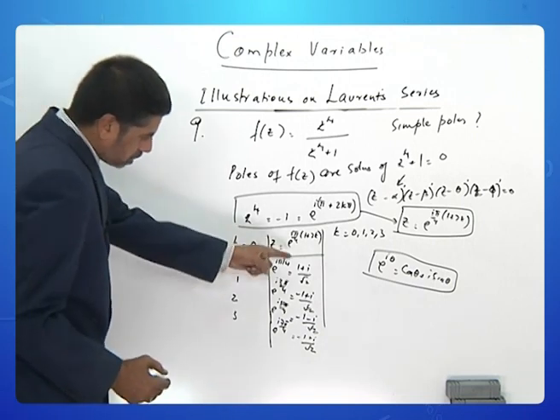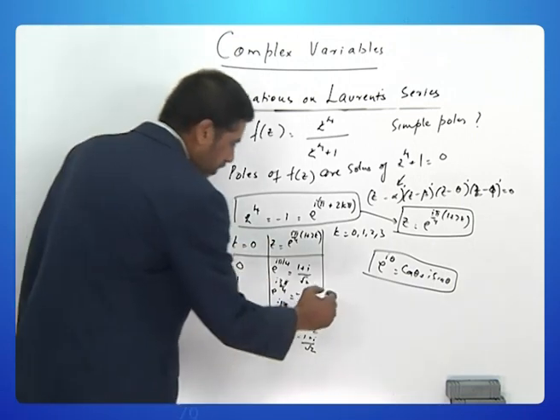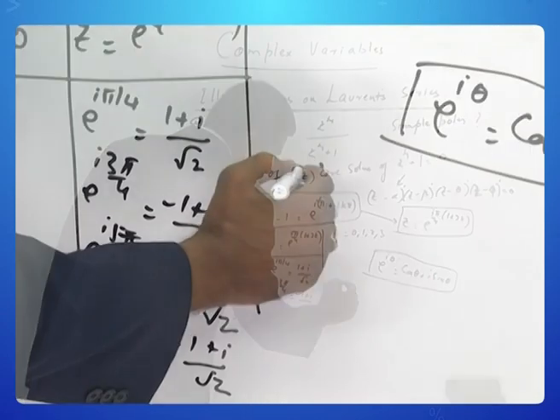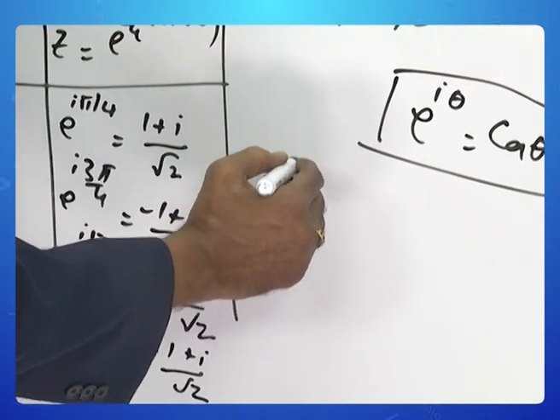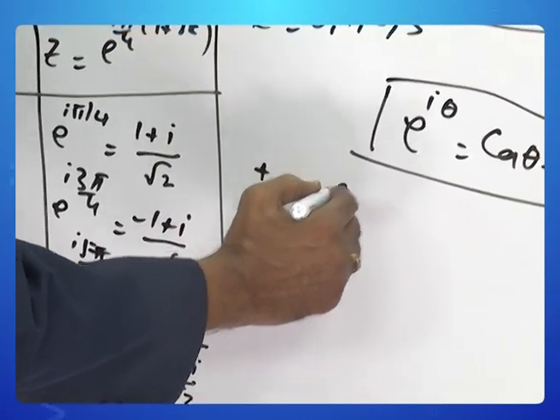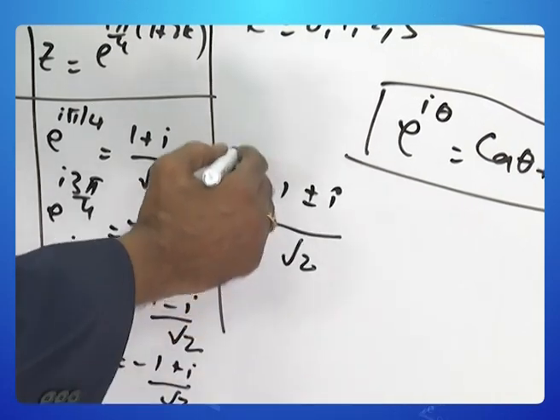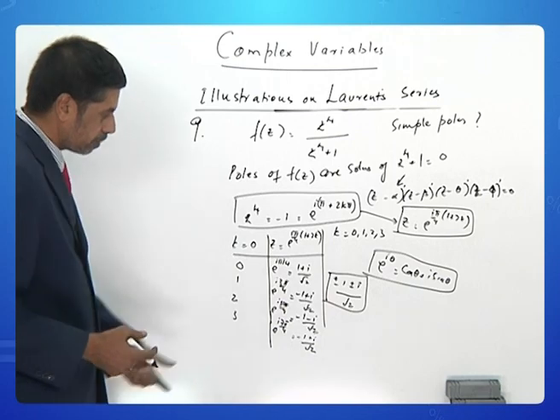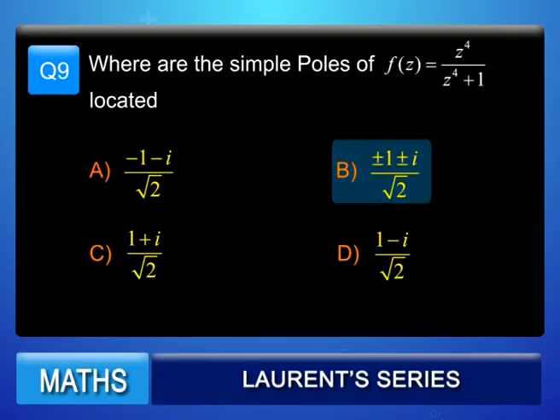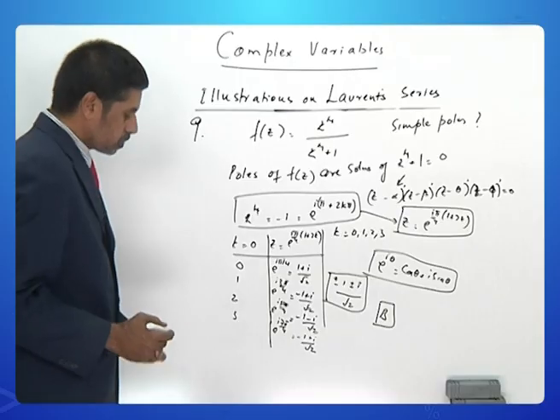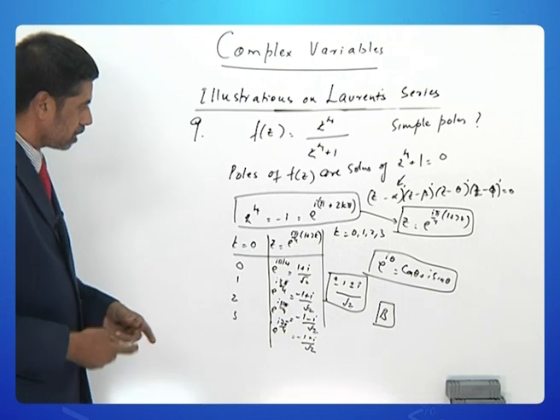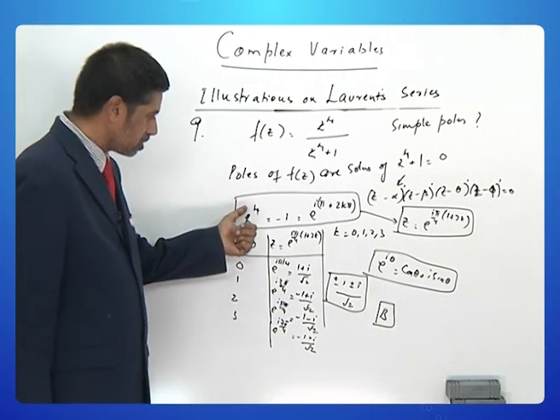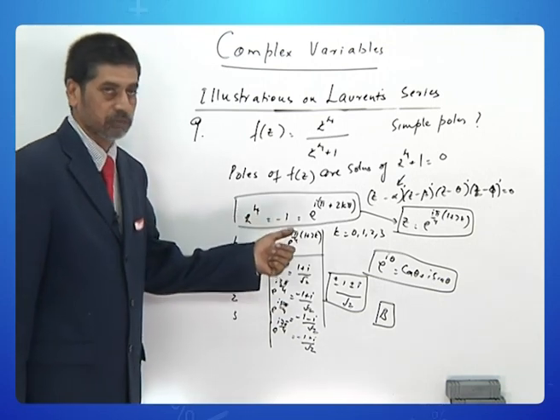So if you observe all these things, you can say plus or minus 1 plus or minus i by root 2. All the 4 poles, which are simple, can be compactly written like this, and you will find that option B is correct. Why this example was chosen is to show how to effectively solve the z power 4 is equal to minus 1 equation.